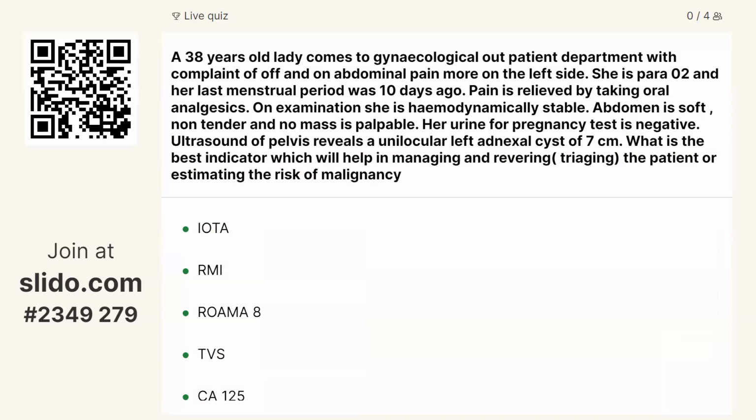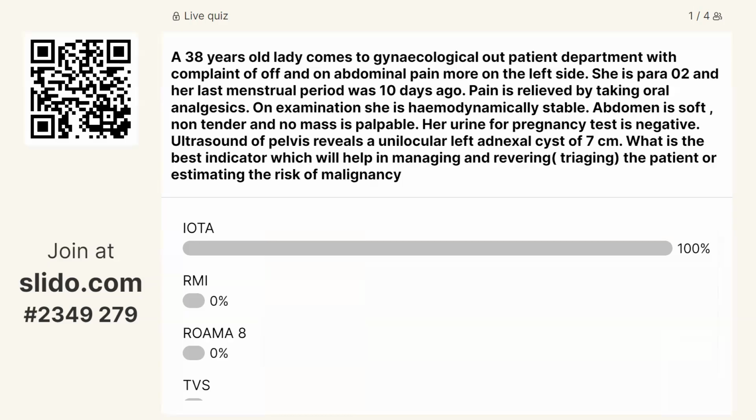So the next question scenario is the same. The cyst is 7 centimeters. What is the best indicator which will help in managing and triaging the patient, or estimating the risk of malignancy? Remember, she is a premenopausal woman. I think ROMA. Yes, good, ROMA.